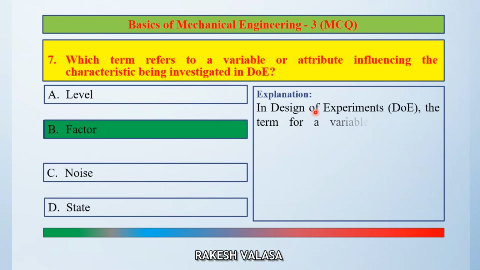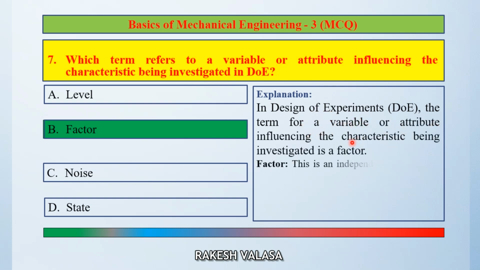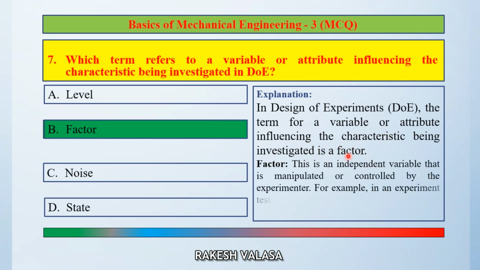In design of experiments, the term for a variable or attribute influencing the characteristic being investigated is a factor. Factor means an independent variable that is manipulated or controlled by the experimenter. For example, in an experiment testing the effect of fertilizer on plant growth, the type of fertilizer is a factor. So the correct answer is option B, factor.